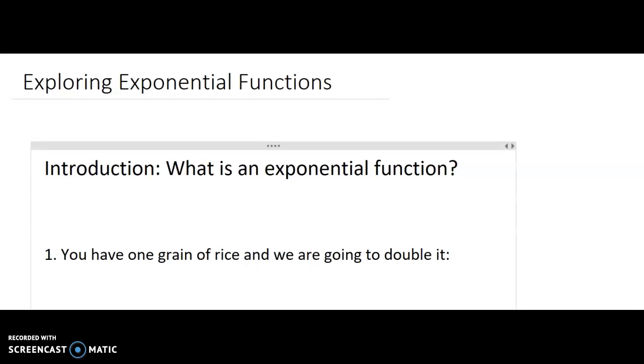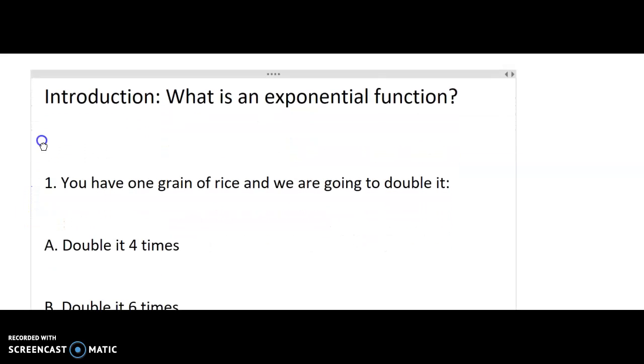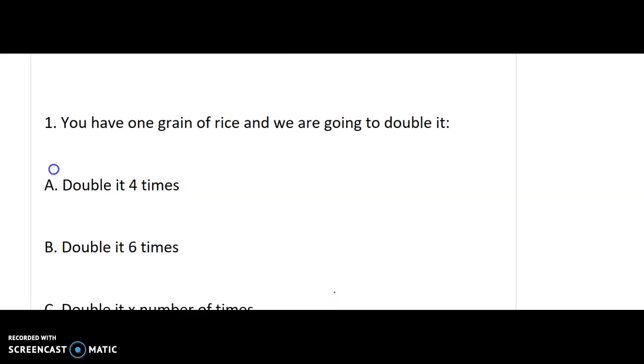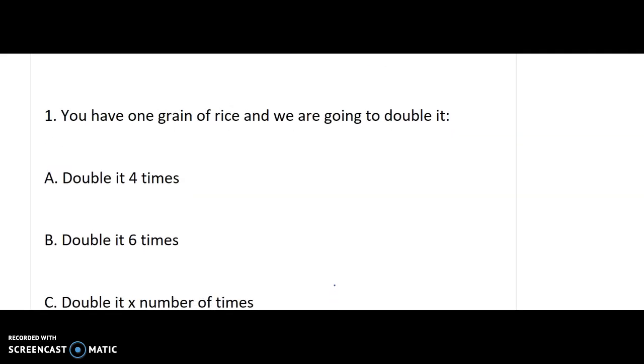Exploring exponential functions. What is an exponential function? That's the main idea here, to kind of have an idea of how it works. So we're going to start with a couple examples to keep it very, very simple. Example number one. This kind of has to do with the activity with the rice and the cream that we did the previous day. So you have 1 grain of rice, and we are going to double it. So let's think about what is happening here. Let's try doubling it 4 times.